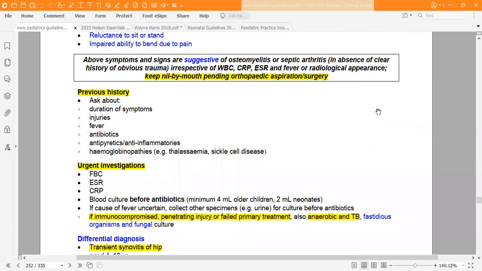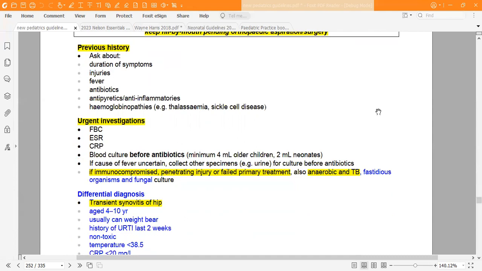Let's move to the next set, previous history. So what are you going to ask in the history? Ask about the duration of symptoms, injuries, fever, antibiotics or anti-inflammatories, hemoglobinopathies, for example, thalassemia, sickle cell disease. So we keep all this in mind: the onset, course and duration, any injuries so far, fever, antibiotics that have been given, antipyretics, anti-inflammatories. Keep in mind the hemoglobinopathies such as thalassemia and sickle cell disease.